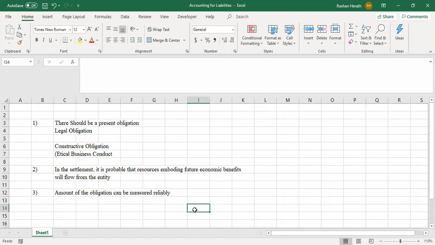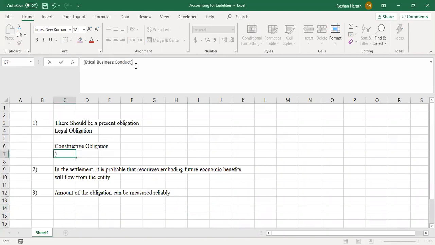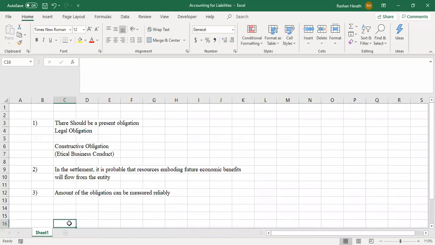Hence, in order to make a provision for a given business scenario, three conditions must be satisfied. The first one, there should be a present obligation. It can be either a legal obligation or a constructive obligation. The second one is the probability criterion: in the settlement, the resources would be taken out of the business. The third one is the reliability criterion.